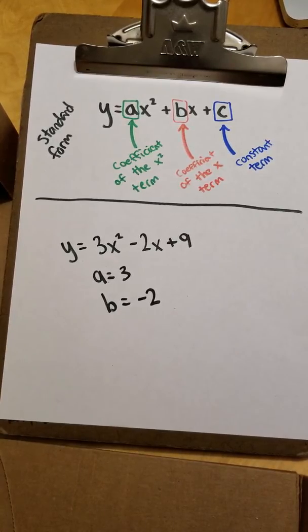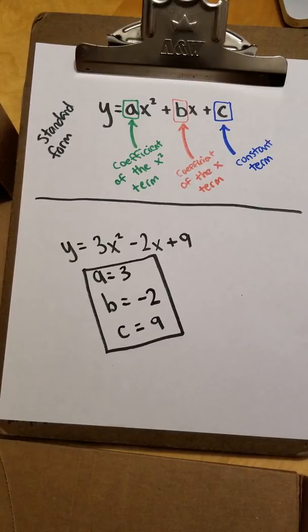And remember, c is the constant term. In this case, it's 9, and it's positive. It's very important that you can identify a, b, and c in every quadratic function.